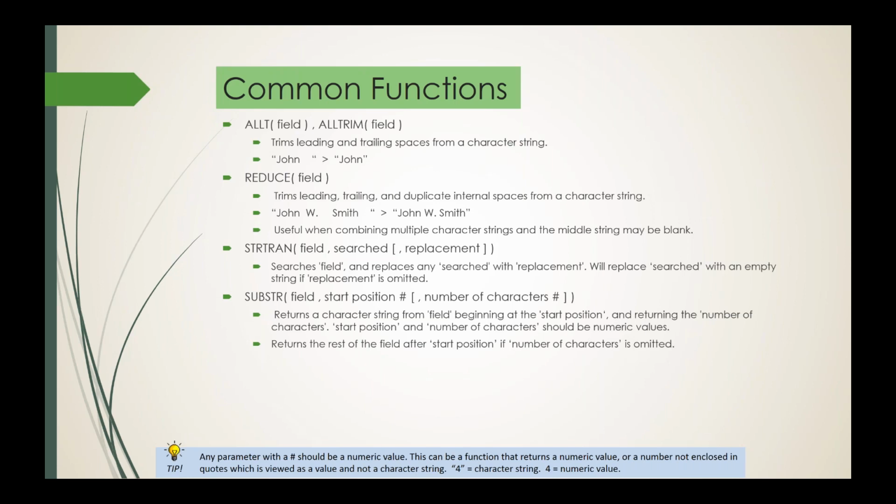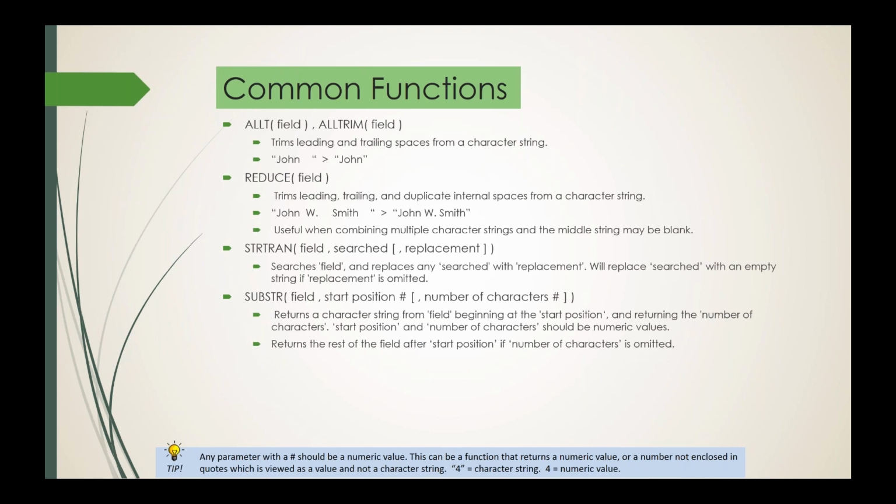So in the tip at the bottom of your window, you can see any parameter with a number sign should be a numeric value. This can be a function that returns a numeric value or a number not enclosed in quotes, which is viewed as a value and not a character string. So if we had 4 enclosed in quotes, it would be viewed as a character string. A 4 not enclosed in quotes is a numeric value, and you'll see this in examples that we have, so don't worry if it's a little confusing right now. We'll go over exactly how we can search for things, and there will be examples of all these functions.